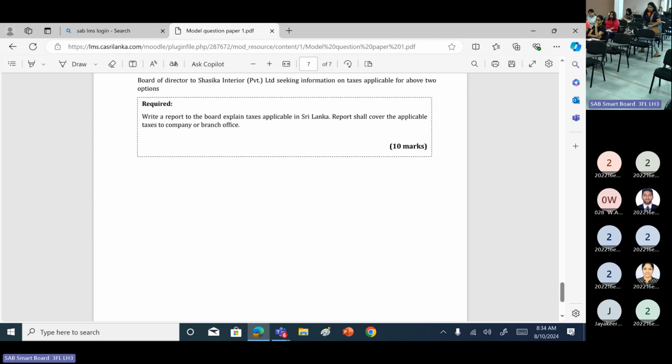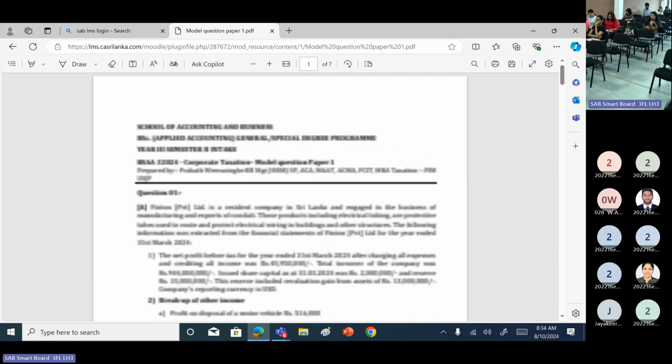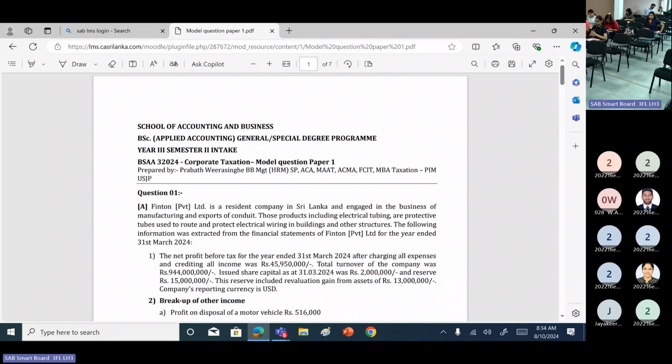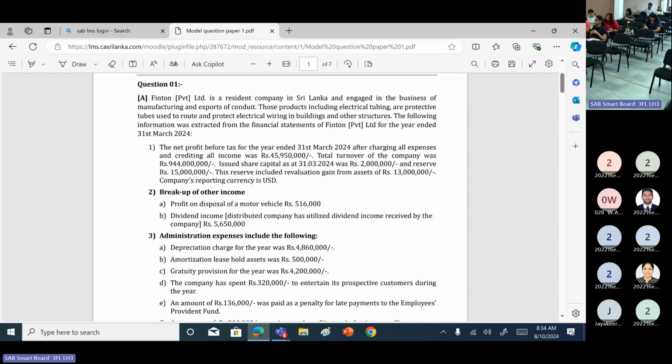So shall we read question number 1? Right. In a practical situation, although in a very similar way, we need to work out the tax liability. So the financial statements and related information we have to gather first. Thereafter, we have to initiate the computation.